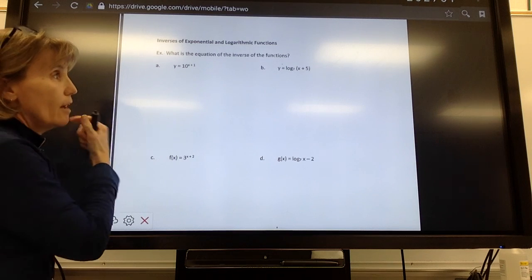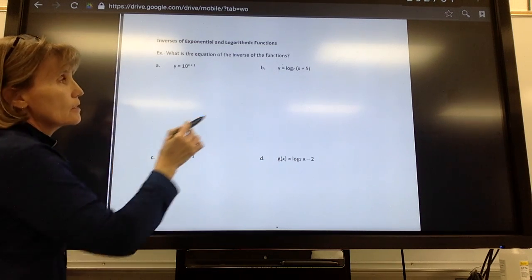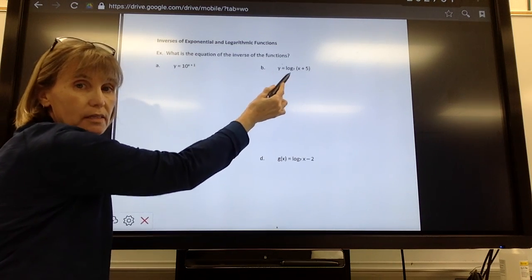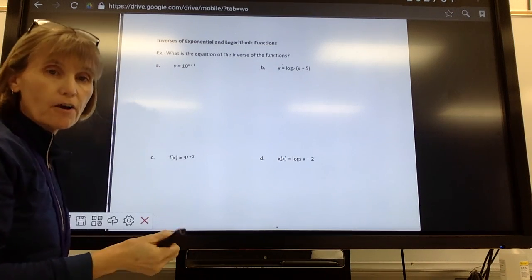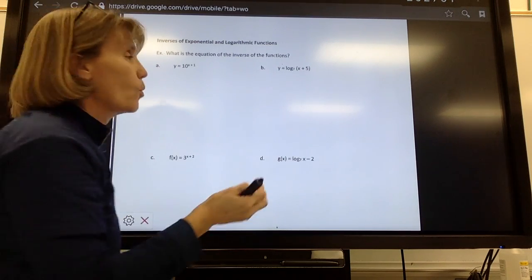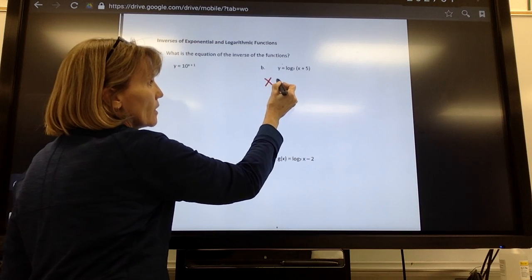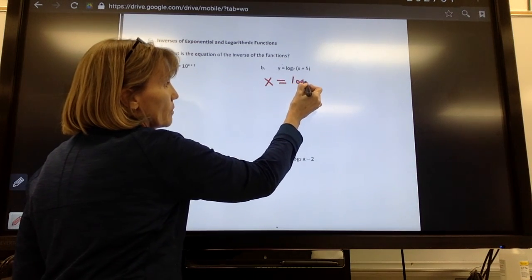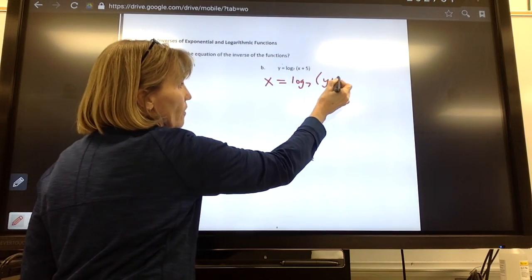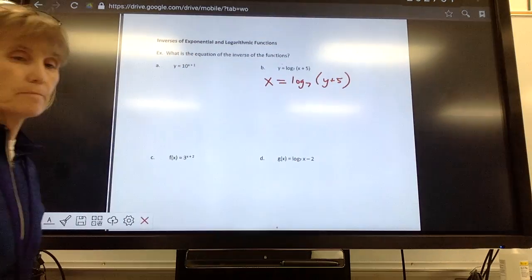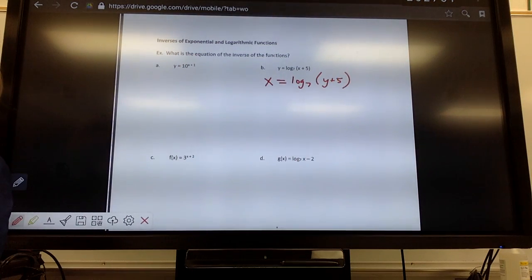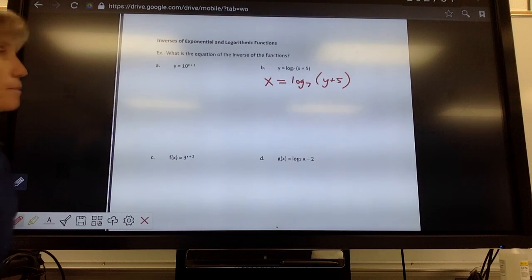Now this one over here, b, is not in exponential form. This is in log form. I still follow the same steps. I'm going to flip where x and y are in the problem. So I'm going to say x equals log base 7 of y plus 5. The first step is always to flip where the x and the y are.